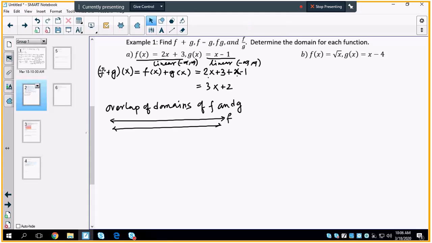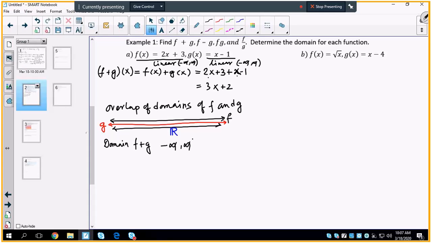And then I will use a different color in order to understand what is the domain of g. G being a linear function, the domain is also everything. And see, on the entire real number line R, both functions have their domains. That means the overlap of these two domains is the entire real number line. In other words, domain of f plus g, which was my required answer, is going to be the entire real number line, which I know in interval notation is negative infinity to infinity.